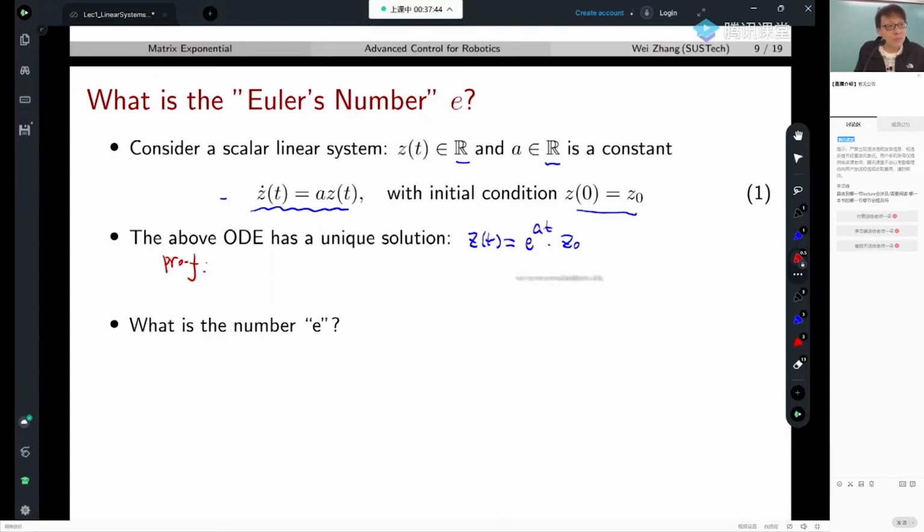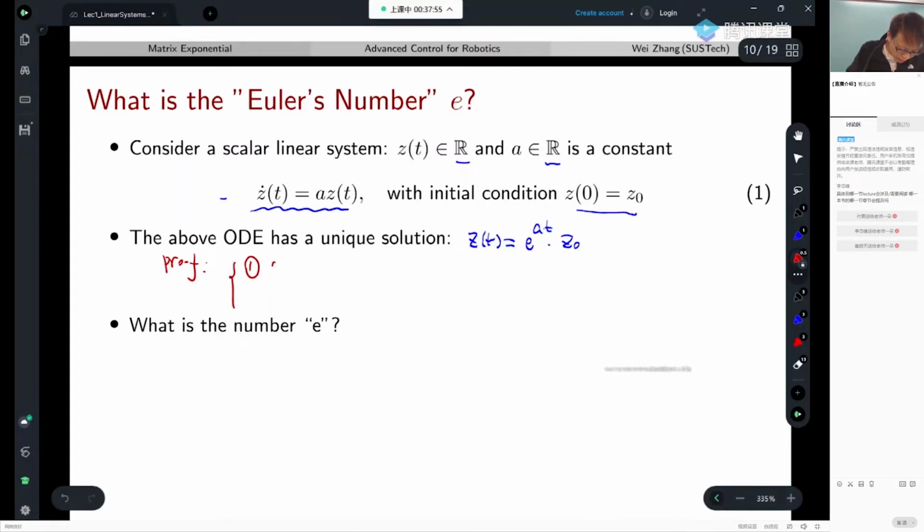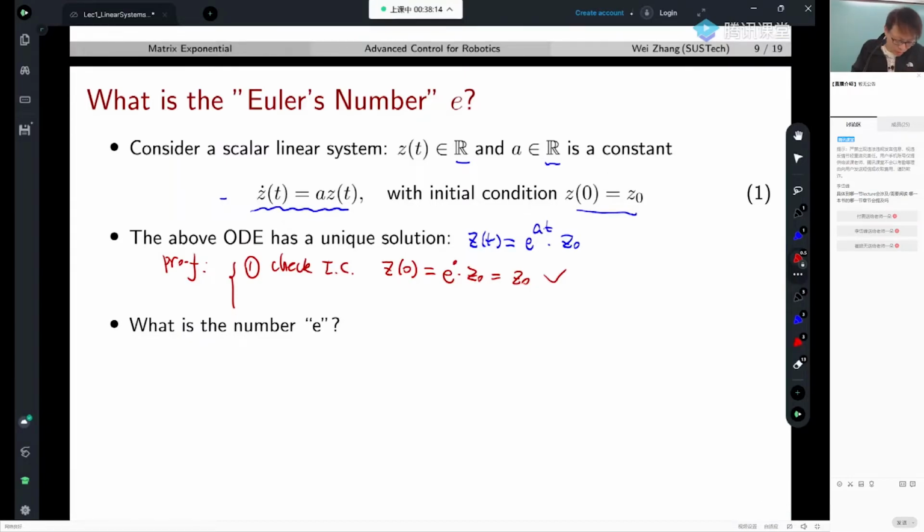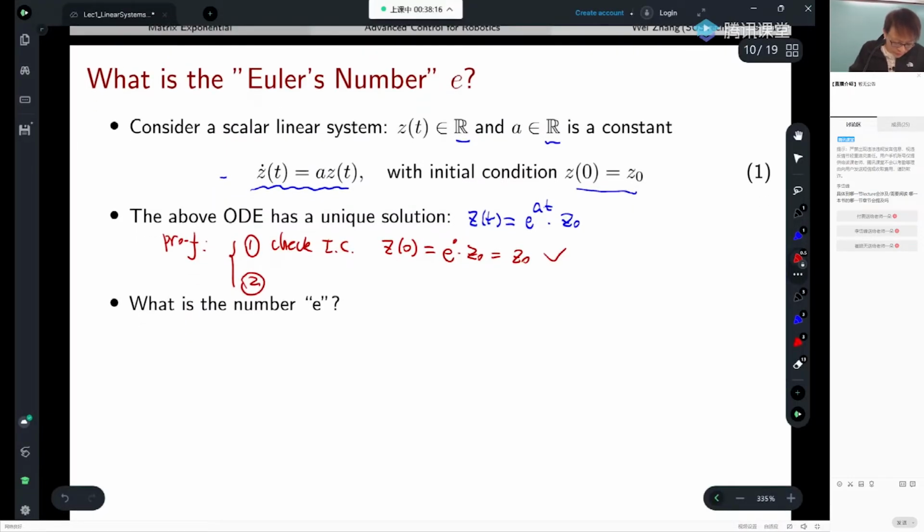What do I mean by a solution? It has to satisfy two things, initial condition and the vector field. Okay, so in this case, let's first check. First one, check IC, initial condition. So that means Z at time 0 is E to the 0, which is 1, times Z0. Excellent. We checked the first one, you got half of the grade.